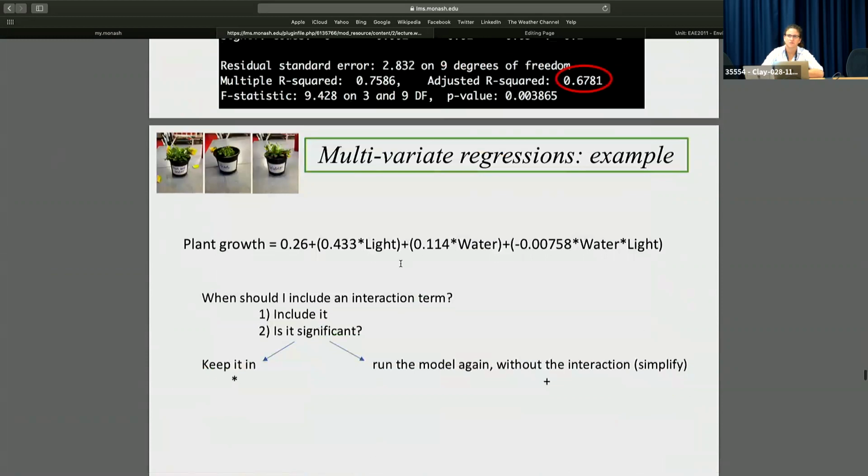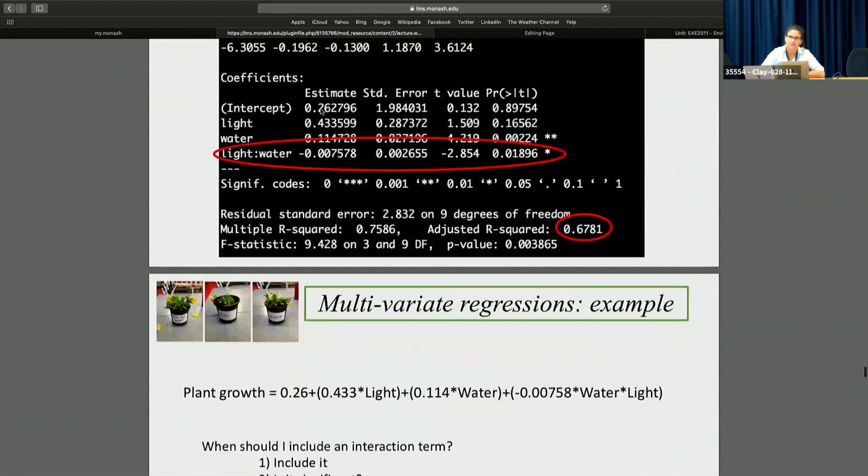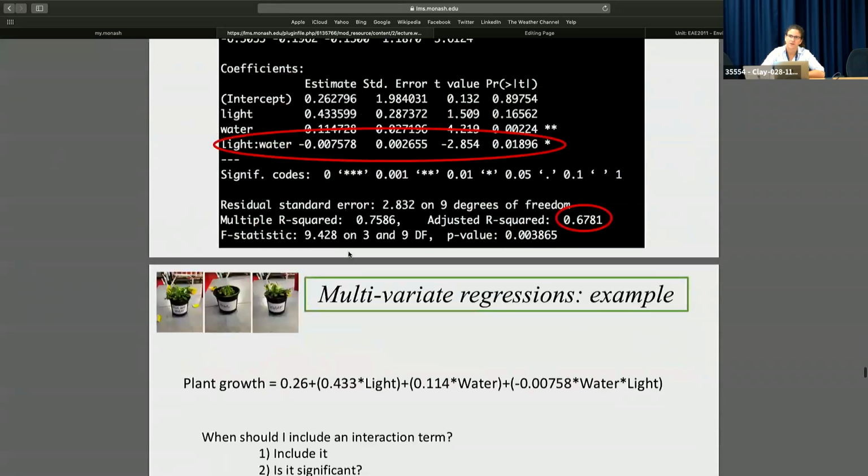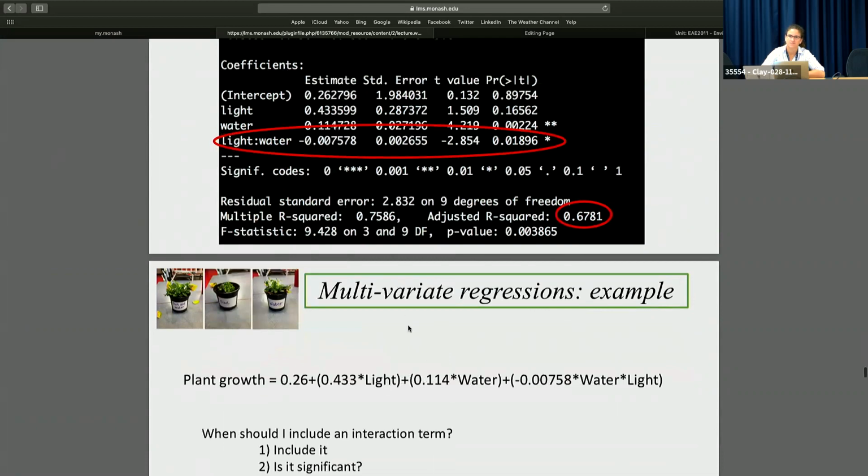So what the true model should be is plant growth equals the intercept, which is 0.26, plus the slope for light, 0.433, plus the slope for water times water, plus water times light times the slope of that interaction.